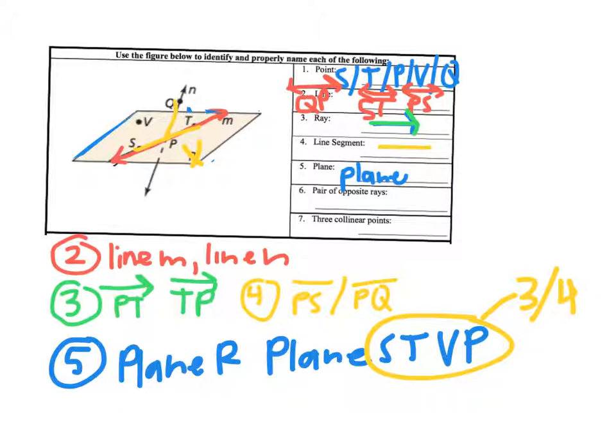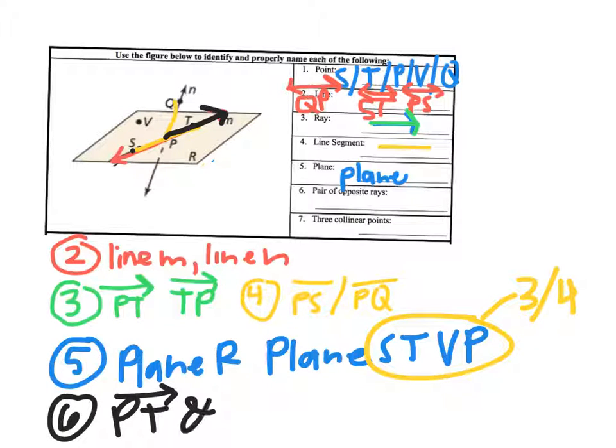My next one, we're looking for a pair of opposite rays. Your opposite rays form a straight line. So we are looking for, let's do this one in black maybe, something like this, where I have P in the middle, and then I have T, and then I have S. My first ray would be PT. This is number 6. My second one would be PS. Now notice my opposite rays, they start with the same letter, and they have that line on top with an arrow.